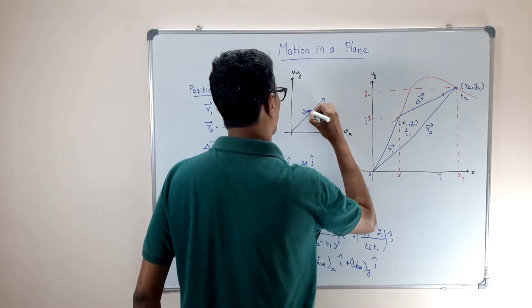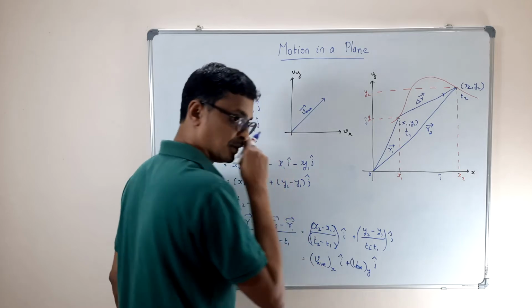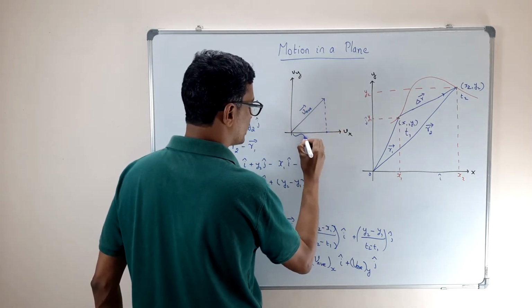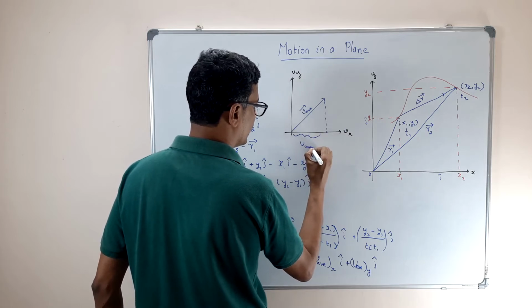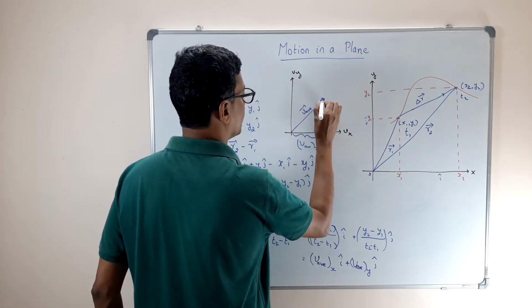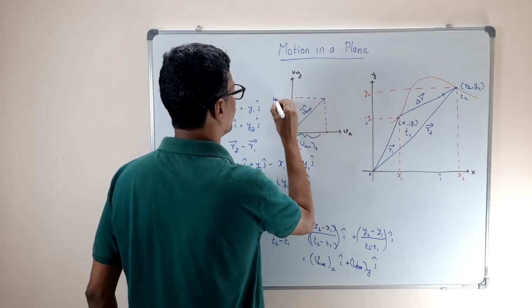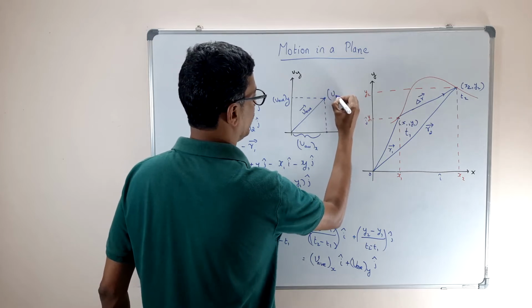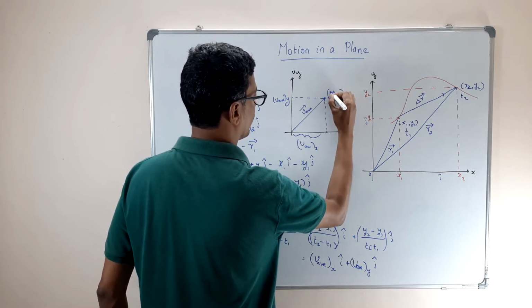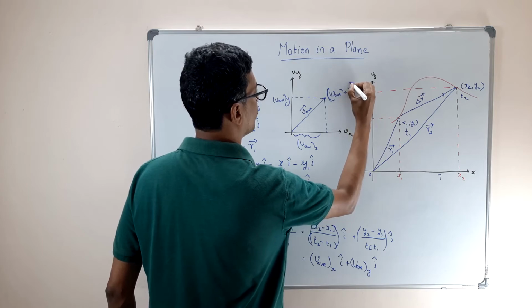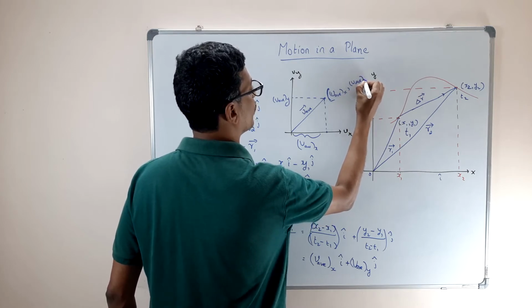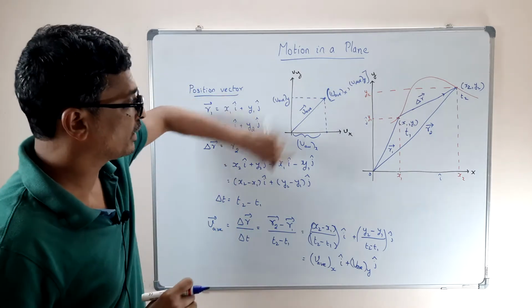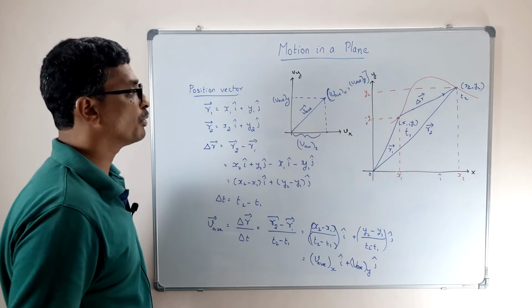This is V average, am I right? Can we write like this? Which can be resolved into two components, and this distance is what? V average x component, and this will be V average y component, or rather this point is V average x comma V average y. Okay. So now tell me, what is the magnitude of this vector? That's the length of this vector, correct? What will be the length, you tell me?